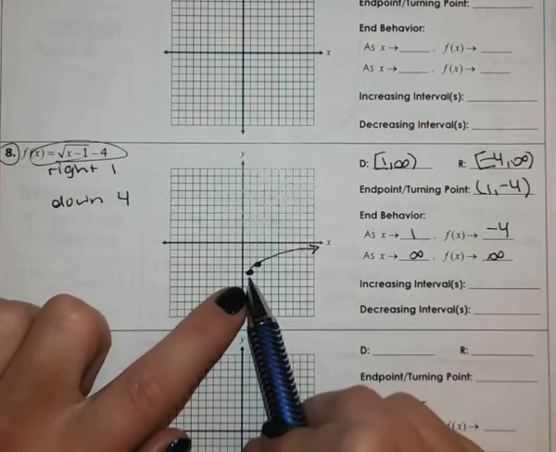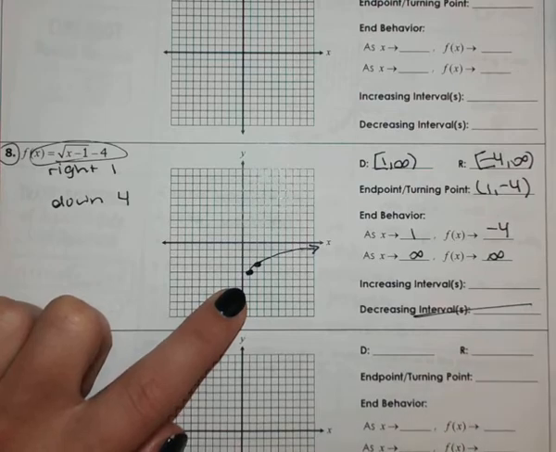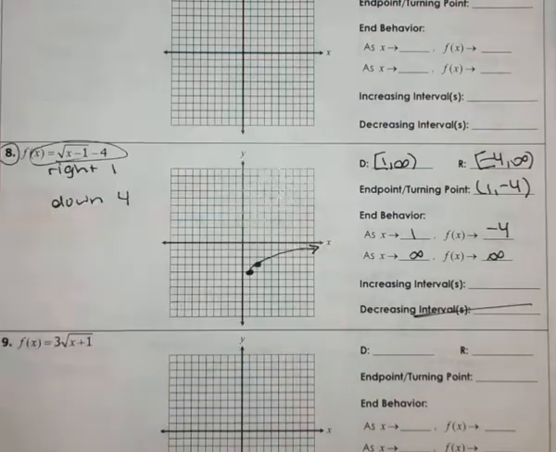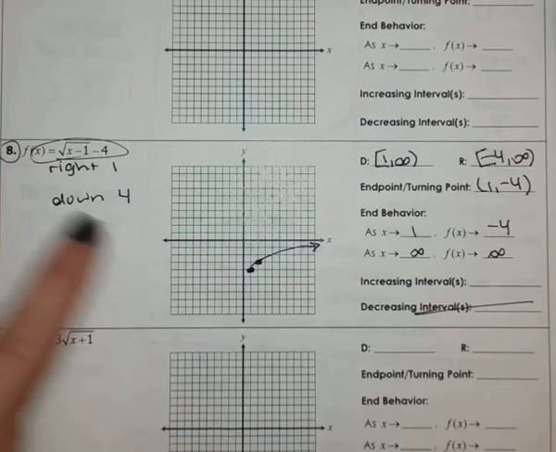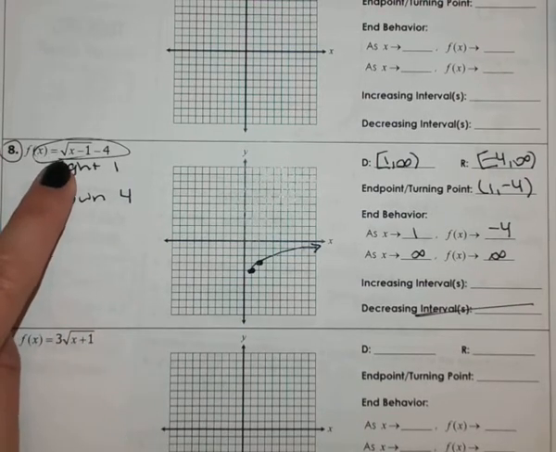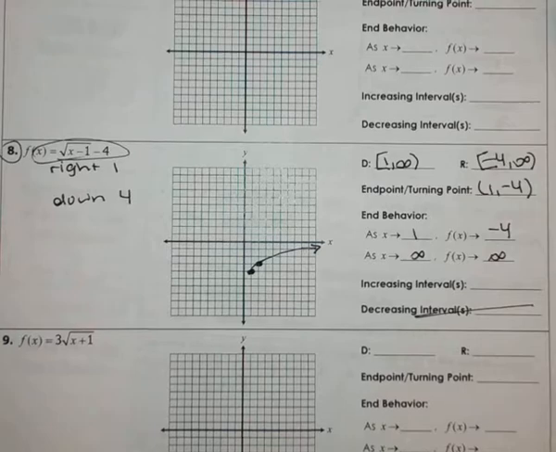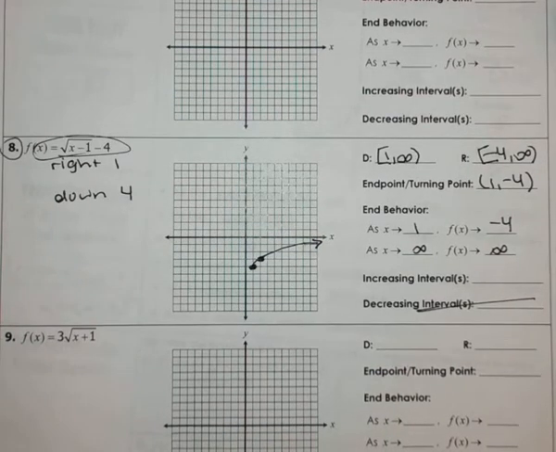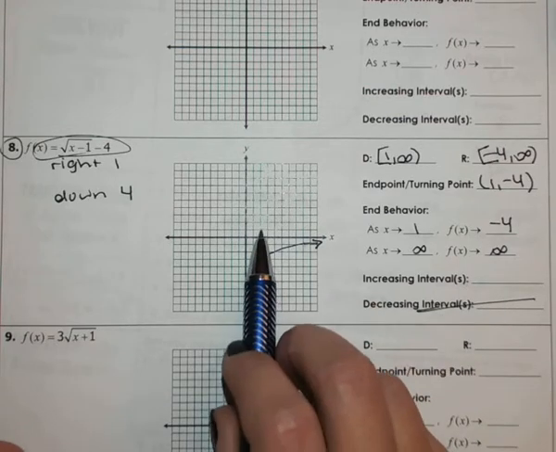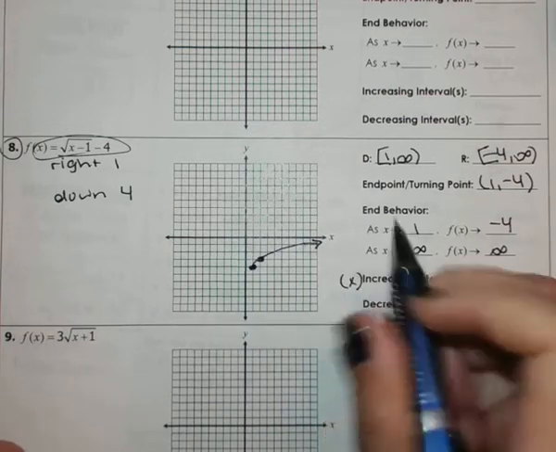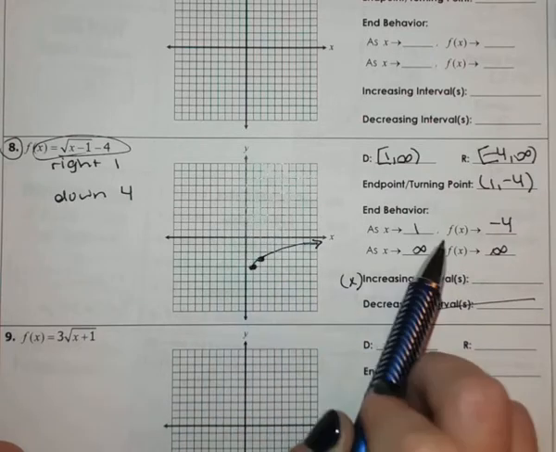Okay, so for increasing and decreasing interval, there's no decreasing interval. I guess unless there was a negative out front of the, I keep saying quadratic because we did that so much, but if there was a negative out front of the square root function, you'd have a reflection and it would be a decreasing interval, and there would be no increasing. So your increasing interval here, remember we're looking at the x-axis for this, is going to be 1 to positive infinity.